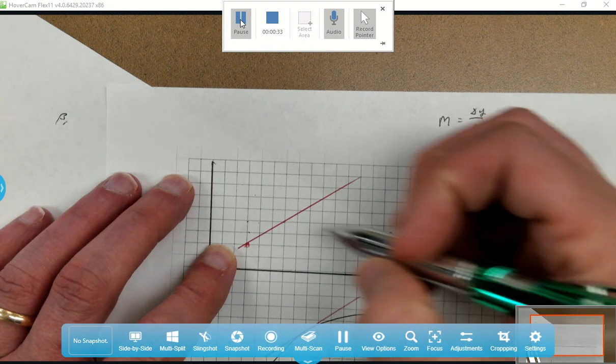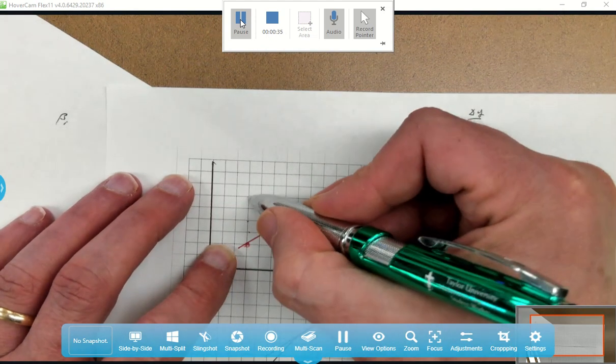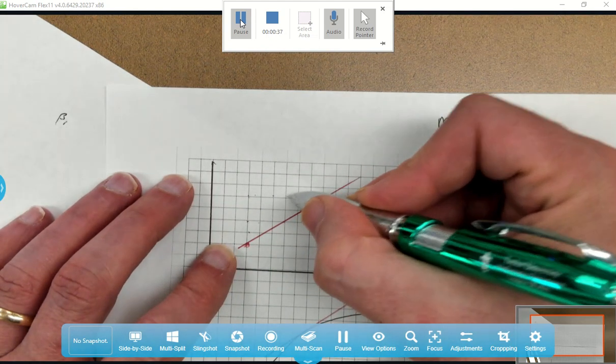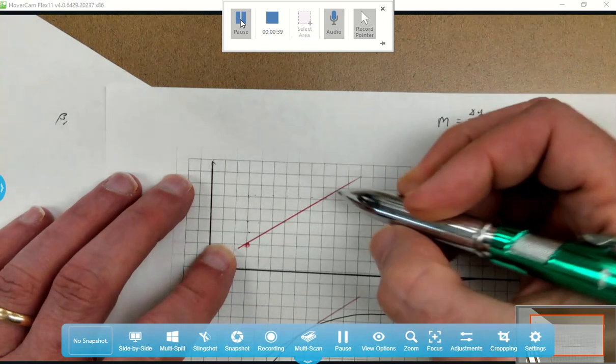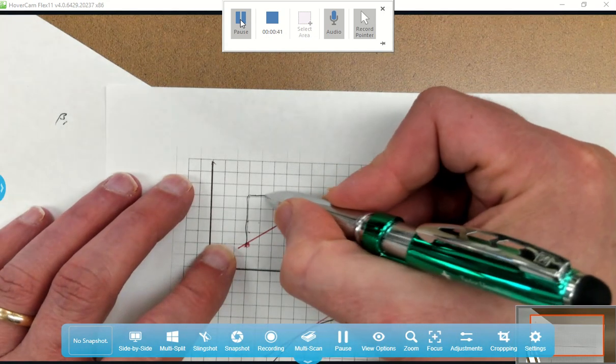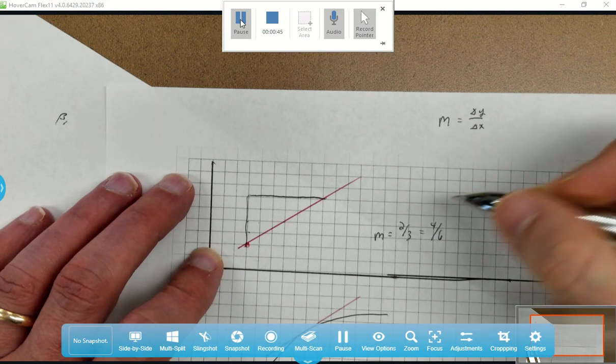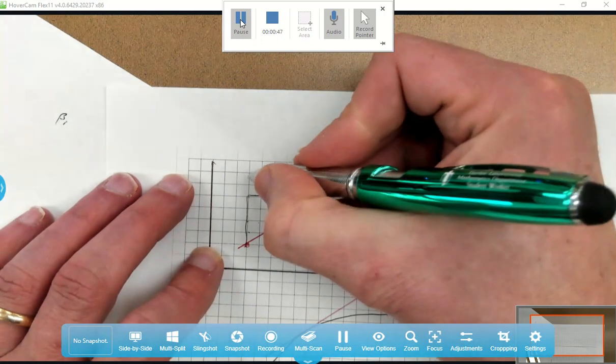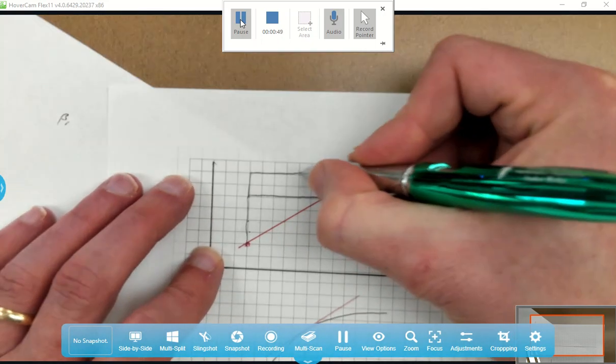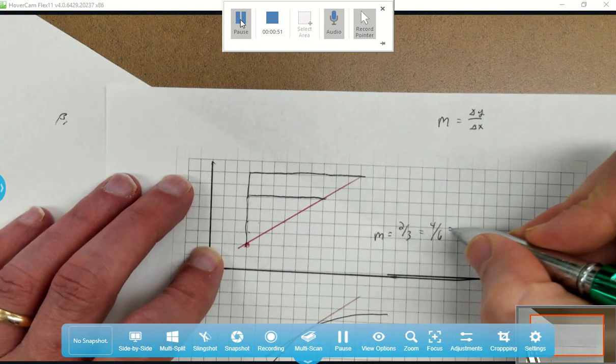And the same would be if we went up 4, 1, 2, 3, 4, and over 6, 1, 2, 3, 4, 5, 6, we get that same ratio. So it's the same thing as 4 over 6, rise over run, and the same thing if we go even further, this would be 6 over 9.